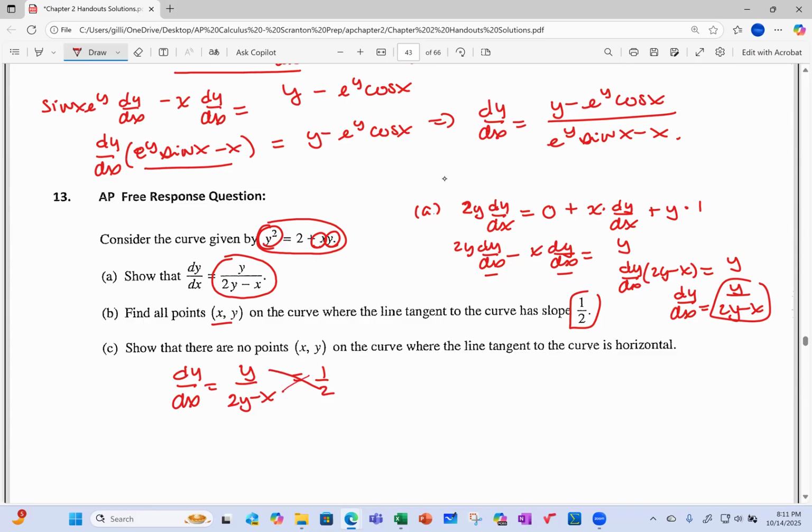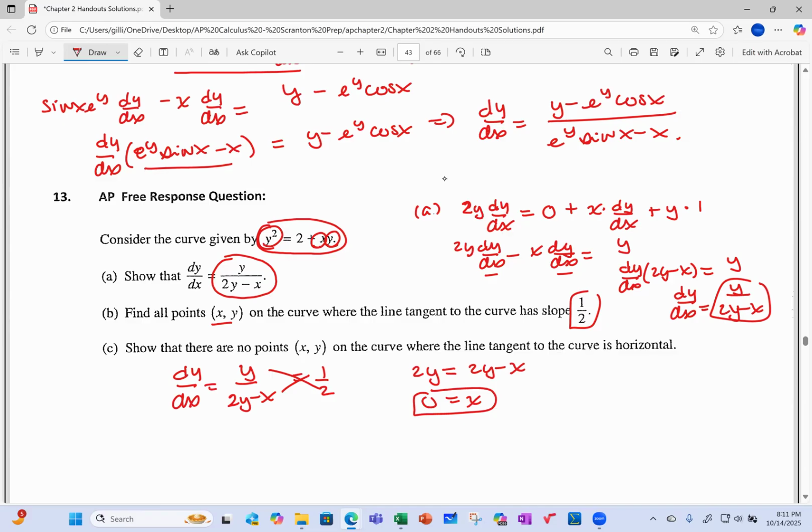But how do I solve that? By cross multiplying. So it's going to be 2y equals 2y minus x. And if I look here, guys, carefully, subtract the two y's and x is 0.